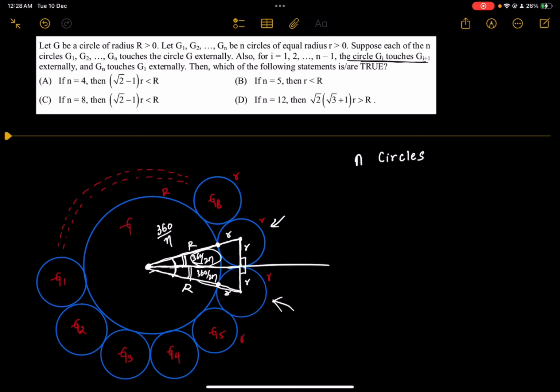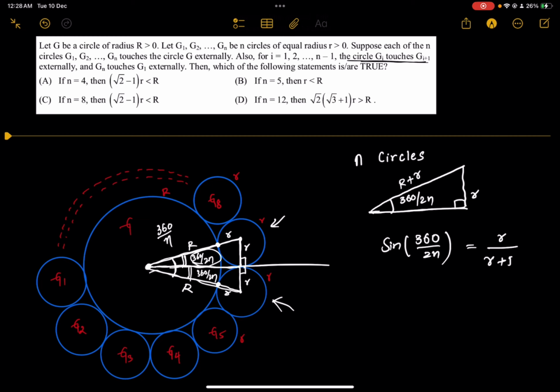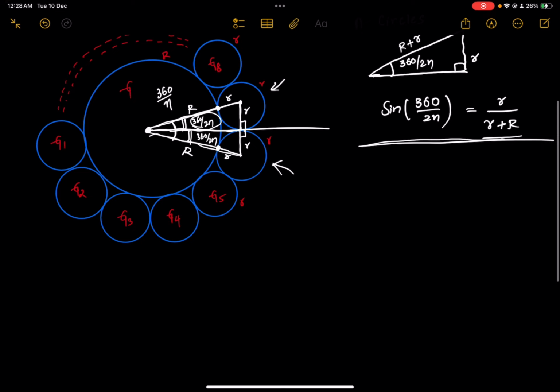Let us take one of those triangles. So we have something like this. This is r, this is R plus r, and this angle is 360 by 2n. So what is sine of 360 by 2n? Sine of 360 by 2n is equal to r by R plus r. So now we got a relation between capital R and small r. This is what we have to do. It is just a single step problem.